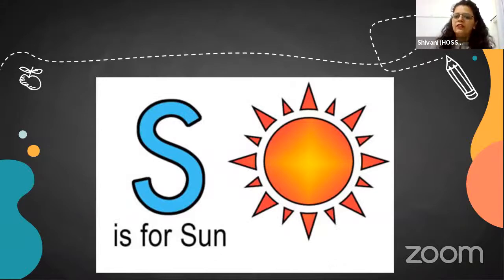After that, the basic CVC word, first CVC word: sun. The teacher is going to express it like this. She will stress on the first sound: sun. By this, the kids will know that the first sound is s, sun.